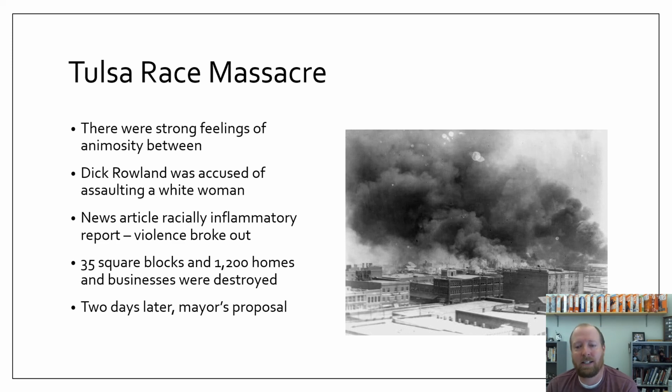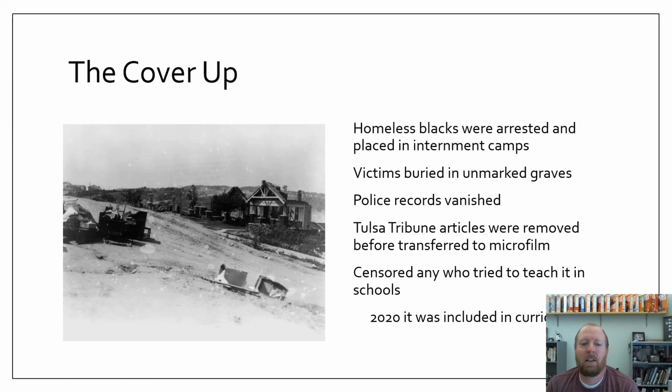This was a travesty. But it didn't stop there. A cover-up continued. These homeless Black residents were arrested and deported into internment camps throughout Oklahoma. Victims were buried in unmarked graves. The police records vanished. No one knows what happened to the police records of the deputization of these individuals. The Tulsa Tribune cut out the articles that incited this violence before they were transferred to microfilm. In fact, it was prohibited to teach about this in public schools in Oklahoma, and it wasn't until 2020 that it was allowed to be included in the curriculum.